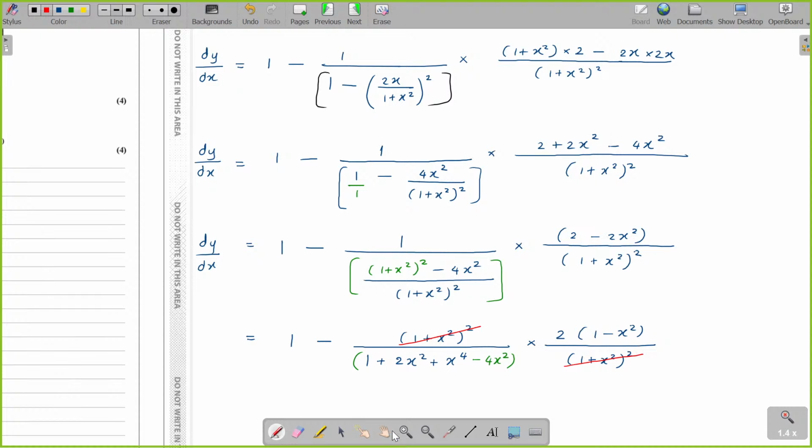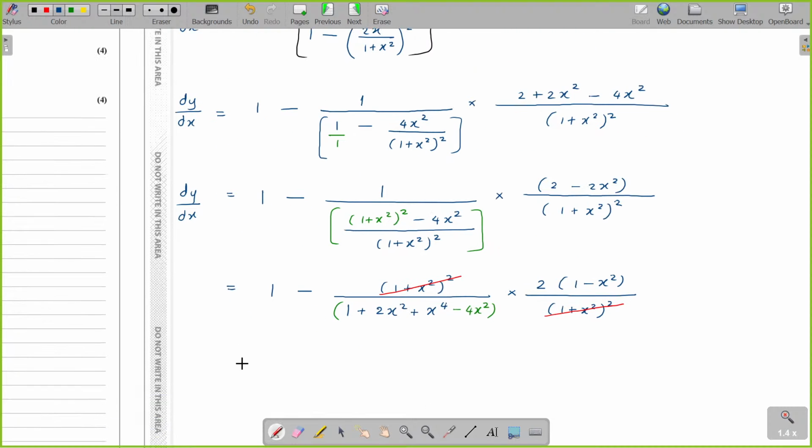And then we need to find a way of simplifying the denominator now. Over in the denominator here I have 1, what are the like terms? Can you see I have plus 2x square minus 4x square, that gives me minus 2x square plus x to the power 4. Do you agree? Times, over here I have 2 times 1 minus x square. Okay, now what?